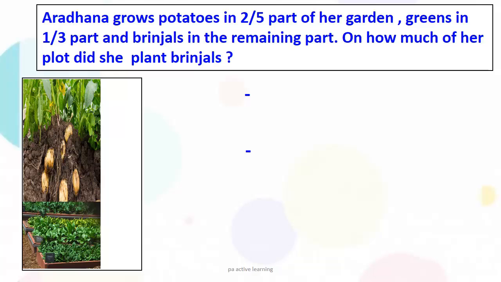So let's start. पूरा का पूरा plot 1 है. So we assume that there is a 1 plot. इनमें से we minus 2/5 of potato area, हमने minus कर दिया. To that we add 1/3 of the green. ये दोनों मिला के add करेंगे और subtract करेंगे entire plot में से, right? So now look at them.